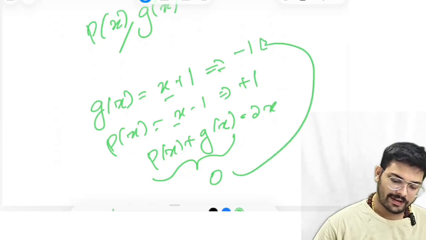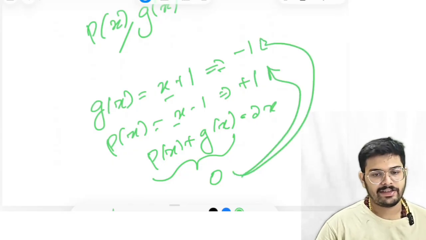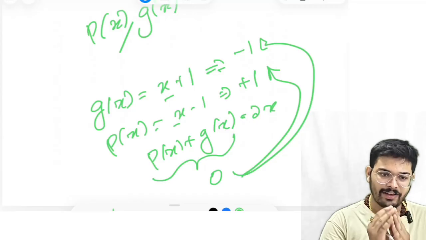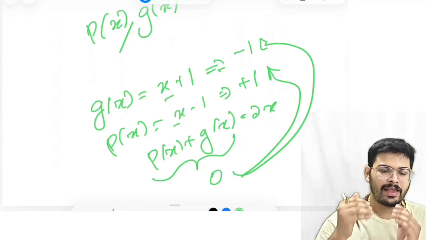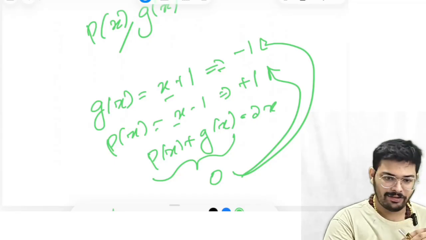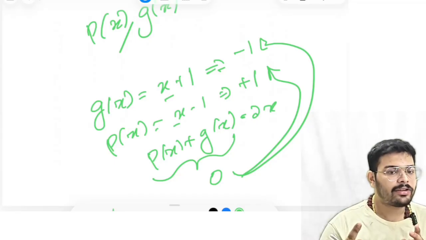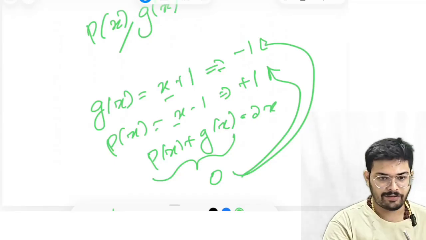This means that if g of x and p of x have a common root, it will be a root of p of x plus g of x and of p of x minus g of x. But if p of x plus g of x has a root, then it can or cannot be a root of g of x and p of x. That's the thing.